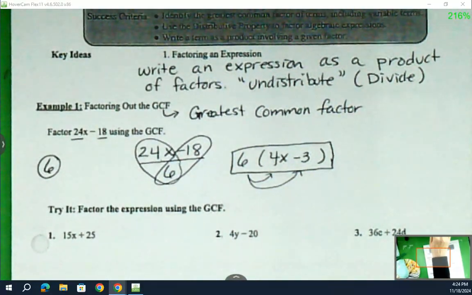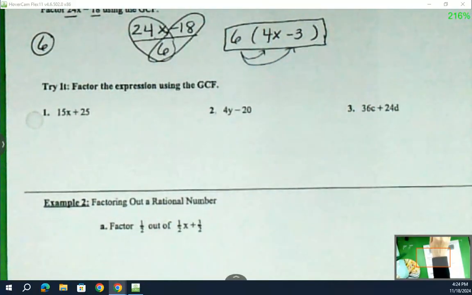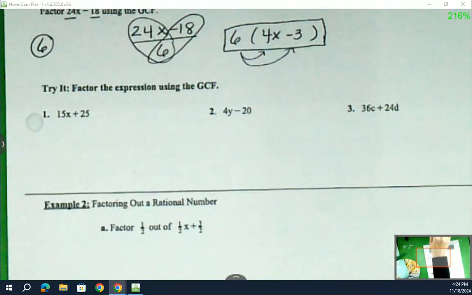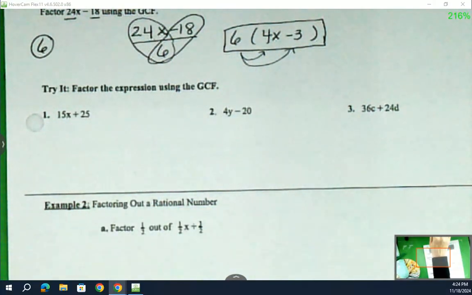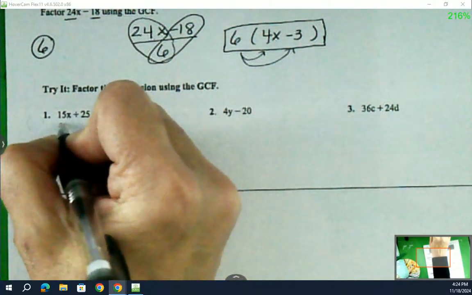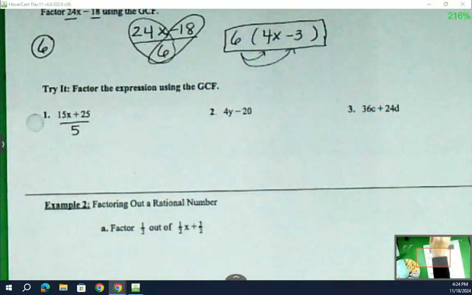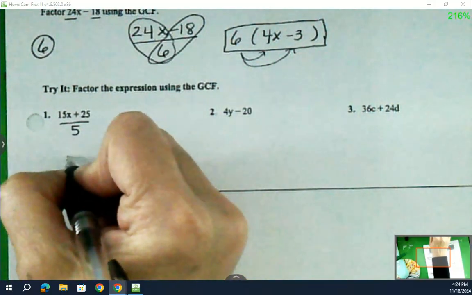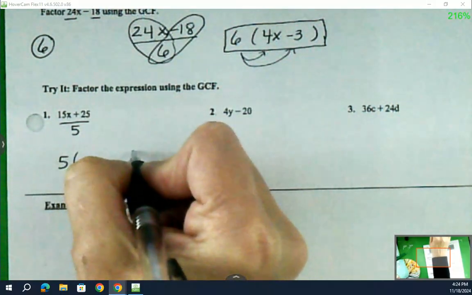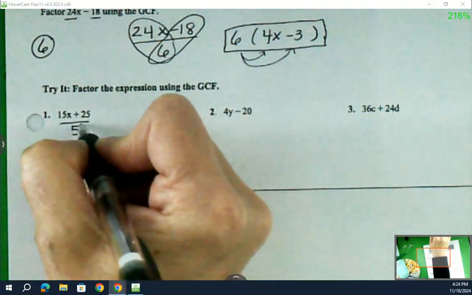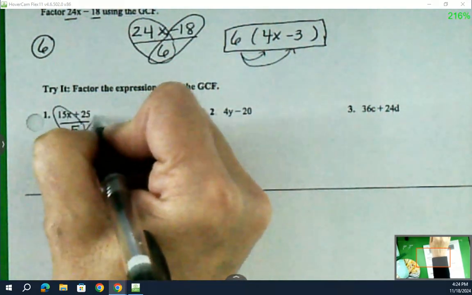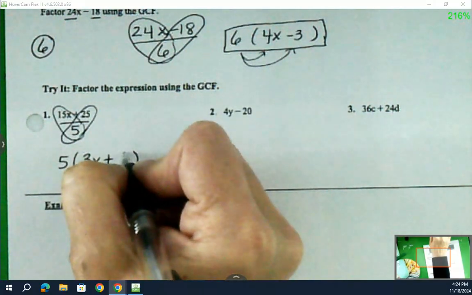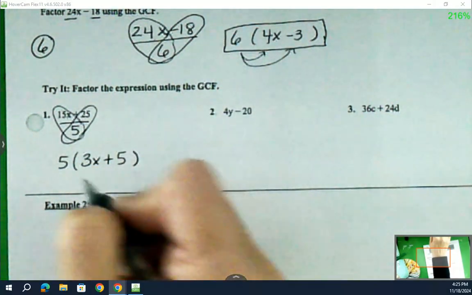Okay, so then we have 3 try-it problems. If you want to try to pull out the GCF. Okay, looking at 15 and 25. The greatest number that goes into both of those is 5. 15 doesn't go evenly into 25. So we're going to pull out that 5 in front that we're going to be dividing by, and 15x divided by 5 is 3x, and 25 divided by 5 is positive 5, so we're going to say plus 5.